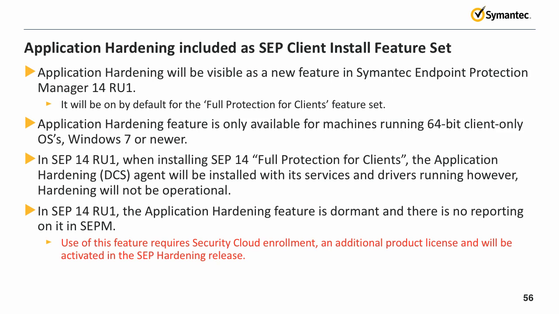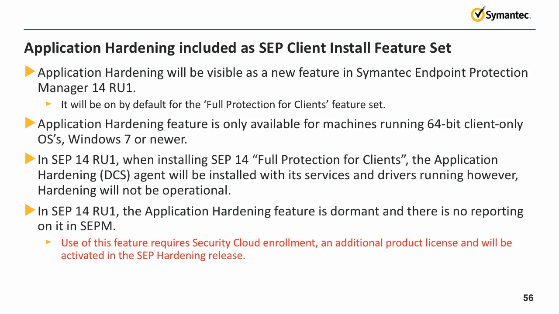Application hardening will be visible as a new feature in Symantec Endpoint Protection Manager 14 RU1. It will be on by default for the Full Protection for Clients feature set. The application hardening feature is only available for machines running 64-bit client-only OSs, Windows 7 or newer. In SEP 14 RU1, when installing SEP 14 Full Protection for Clients, the application hardening, also known as the DCS agent, will be installed with its services and drivers running. However, hardening will not be operational. In SEP 14 RU1, the application hardening feature is dormant, and there is no reporting on it in SEPM.